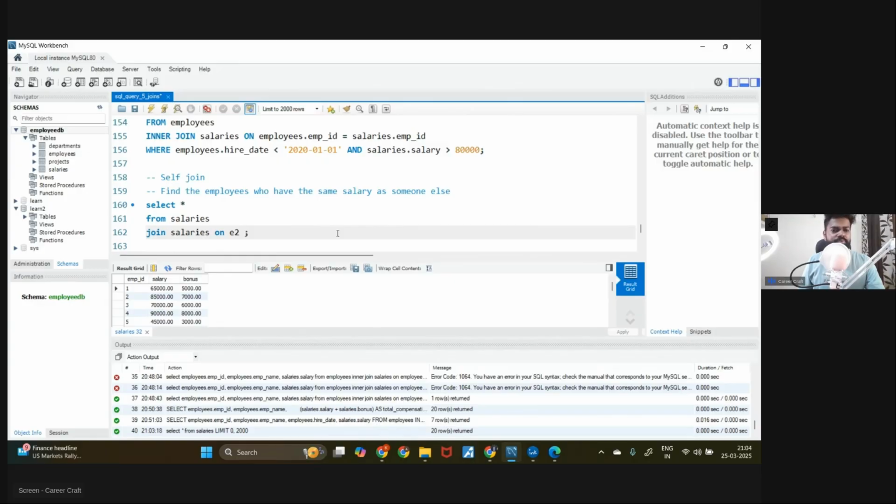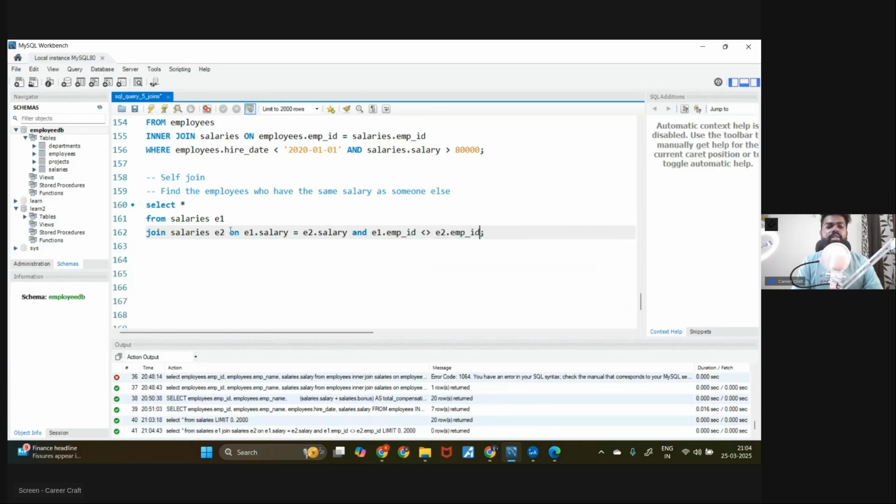Now here, you are joining from salaries. Here, let's say I will just put it like E1. Join salaries E2. So both the names you are keeping E1 and E2. This alias is actually useful in this type of self-join cases. Now, how will you join? On E1 dot salary is equal to E2 dot salary, and E1 dot employee id is not equal to E2 dot employee id.